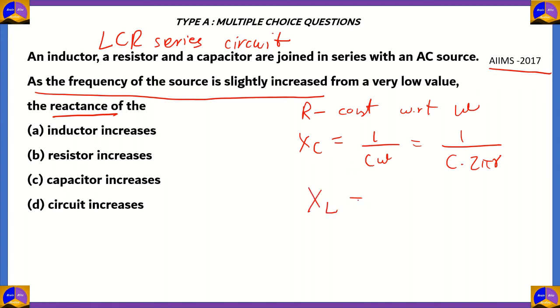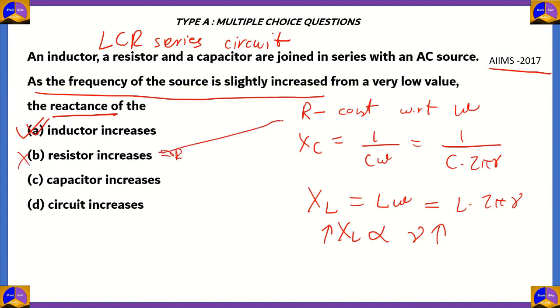If we look at XL, the formula for that is L omega. So therefore, it'll be L times 2 pi nu. Which means that XL is directly proportional to the frequency. As the frequency increases, XL also increases. The right answer is option A, inductor increases. Option B is incorrect because R is constant.